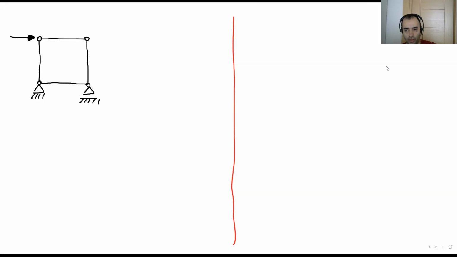Okay. What Özge says is that since this system is a movable system, because we have hinges at the corners, this system doesn't carry the lateral load. Okay, according to Özge, she's right. She's right and wrong actually.